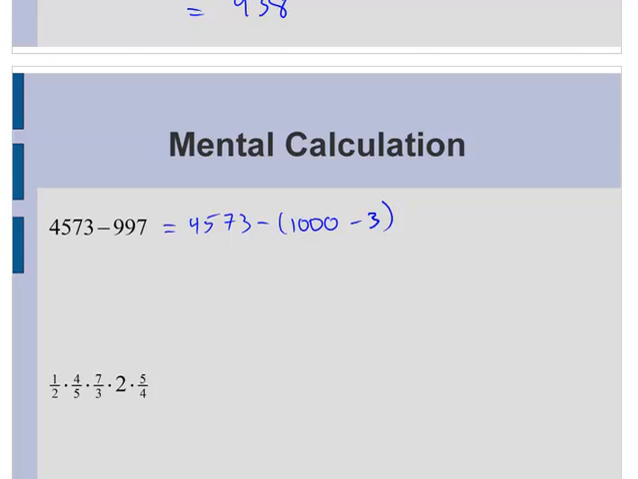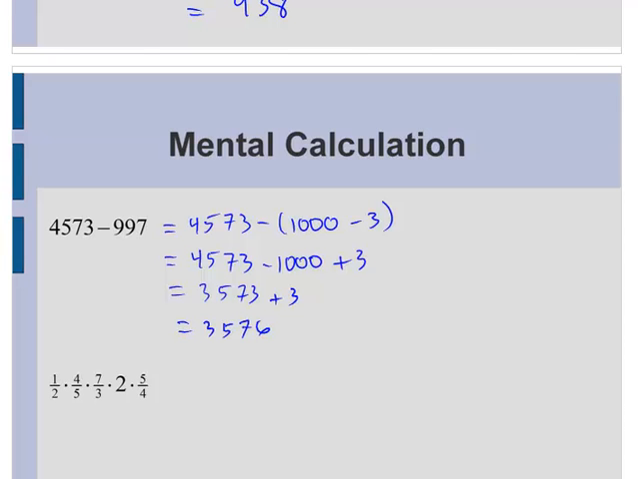So now if I apply the distributive property, I can write this as 4,573 subtract 1,000, add 3. Right? Subtract 1,000 and then subtract negative 3, which is the same as adding 3. Well, that is 3,573, and then add 3 is 3,576.